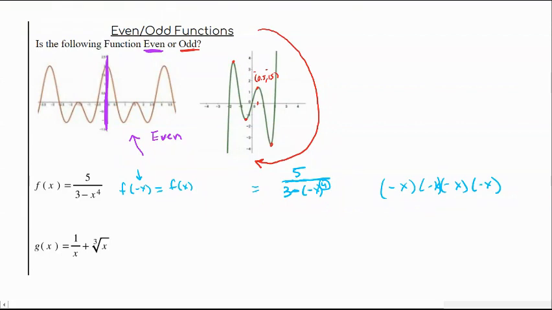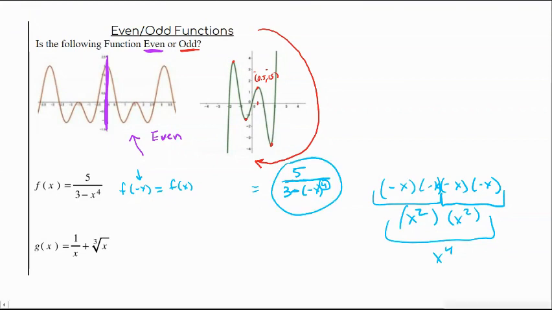If we multiply all those things together, negative x times negative x is just positive x squared, because a negative times a negative is positive. Same thing with this one here. Negative x times negative x is positive x squared. And when we multiply these two, we see that the negative really just goes away, because when we raise it to an even power, a negative times a negative is positive. So when we simplify it, sorry, I ran out of room here, we get 5 over 3 minus positive x to the power of 4.